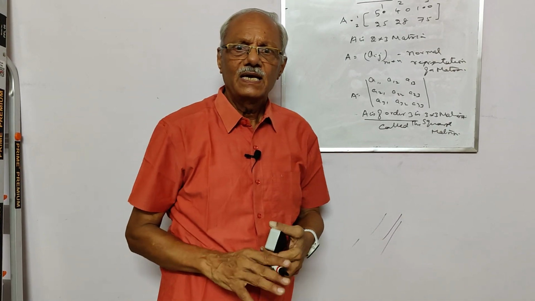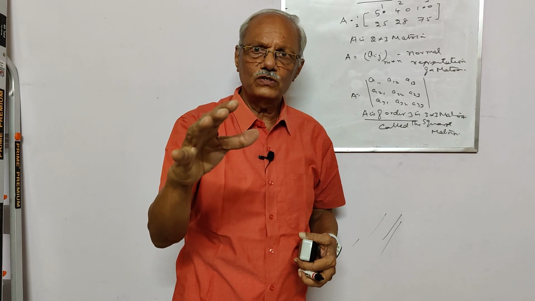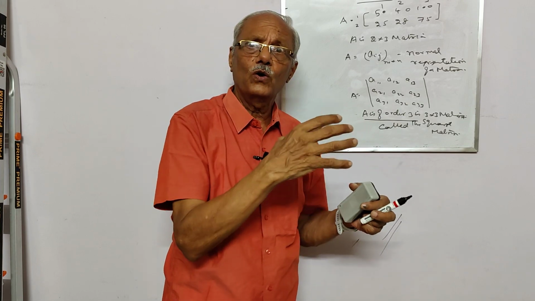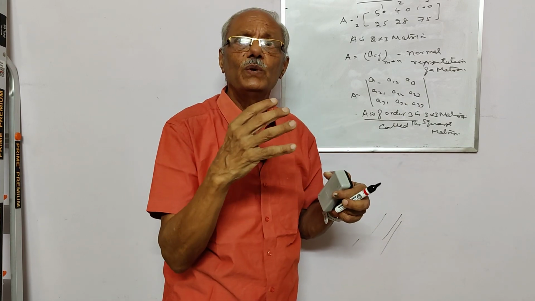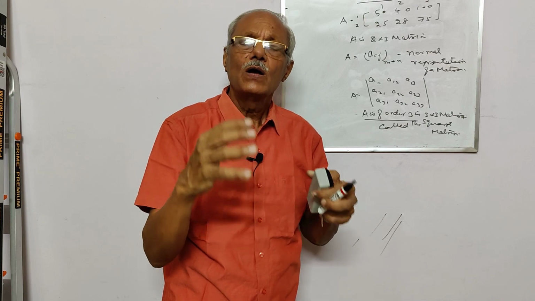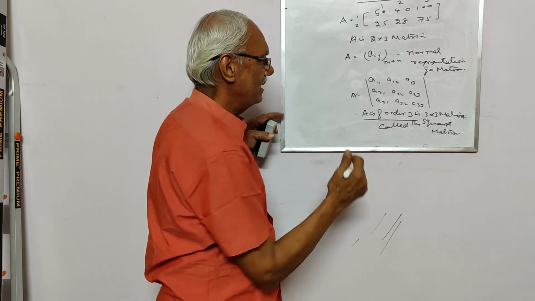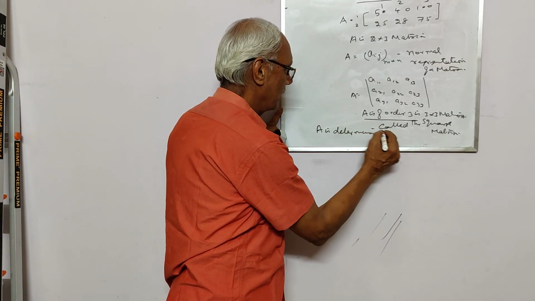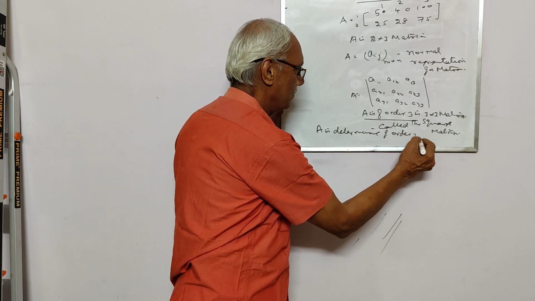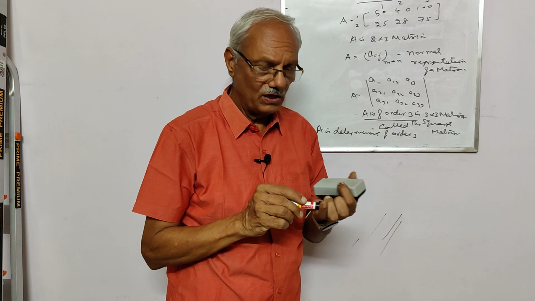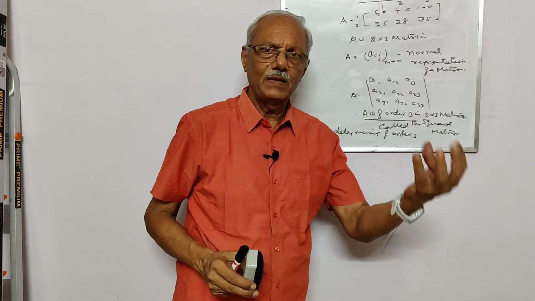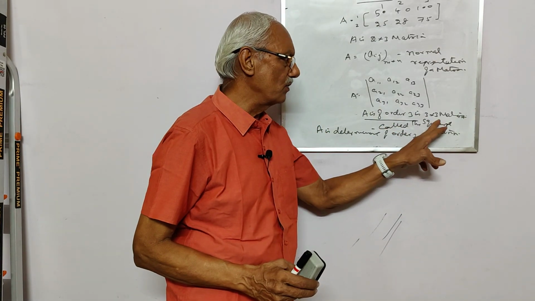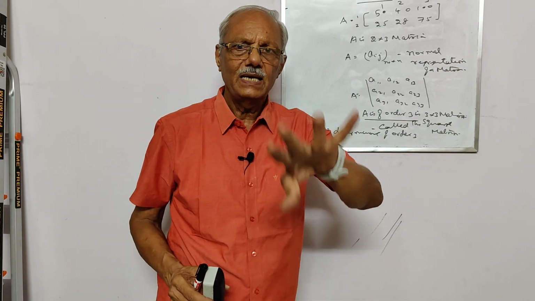So what is a square matrix? A matrix wherein the number of rows is equal to the number of columns, and such a matrix is also called a determinant. We call a square matrix also as the determinant. Determinant in the sense, A is a determinant of order 3. So this is the meaning of a matrix. And a matrix with m rows and n columns, if it so happens that the number of rows is equal to the number of columns, then we call such a matrix a determinant.